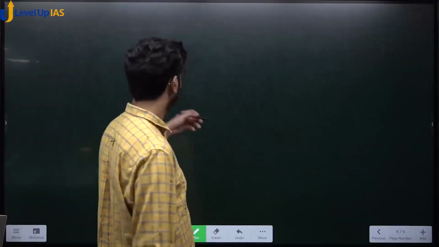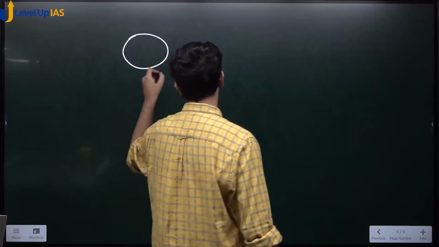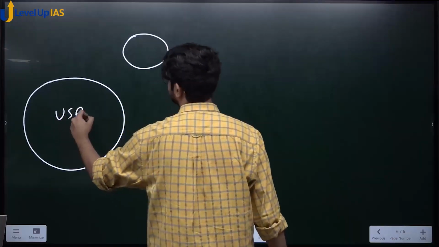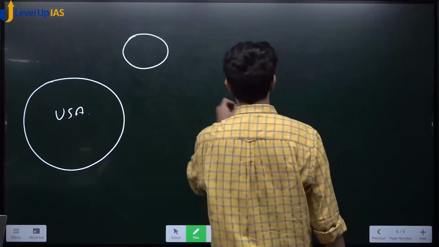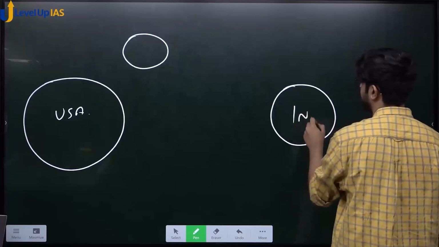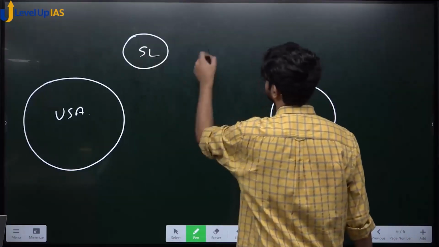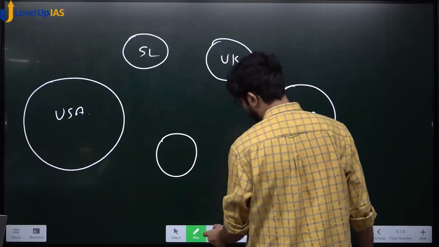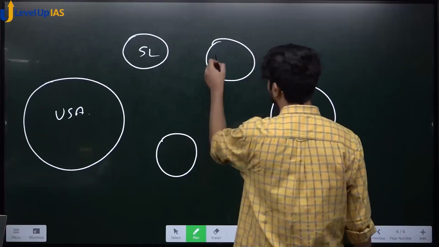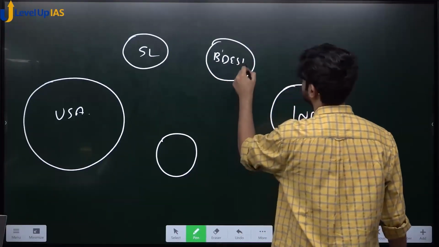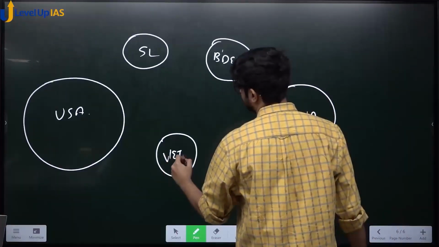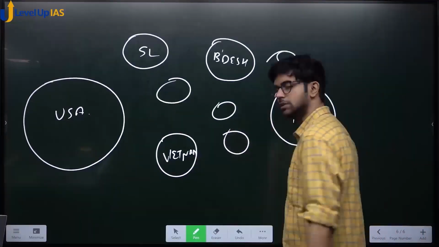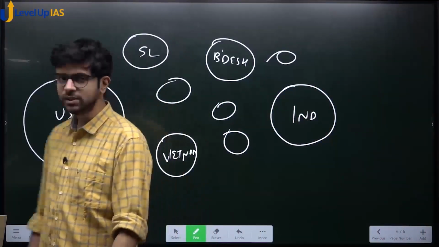There are various countries in the world. Okay, let's say this is USA. Okay, there are various small countries. Let's say this is India, Sri Lanka, UK. I would not write UK here. I would write Bangladesh, Vietnam. Okay, and there are various small countries. Right? Chal. Who is the developed country here?